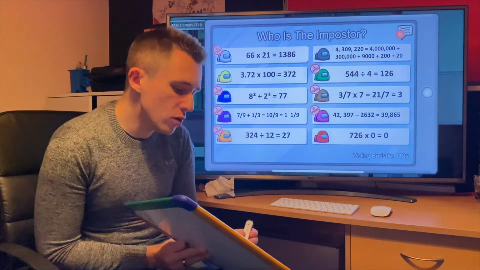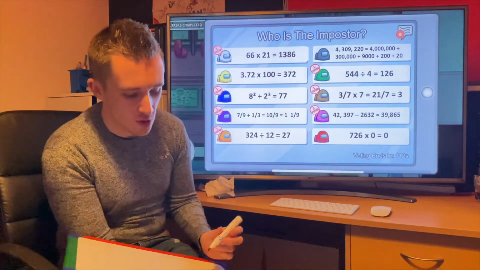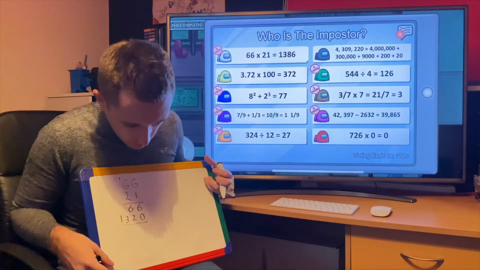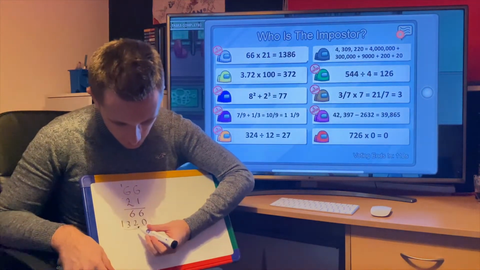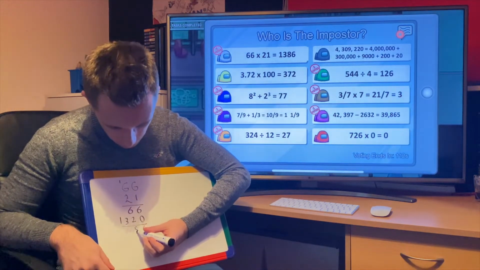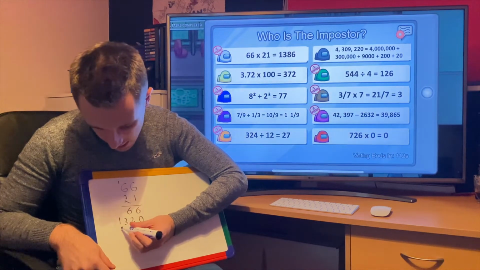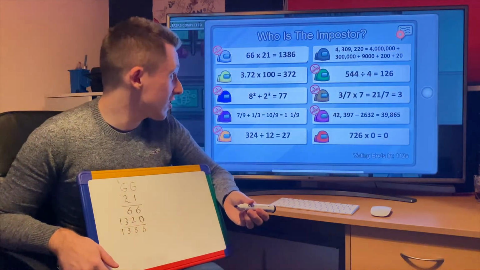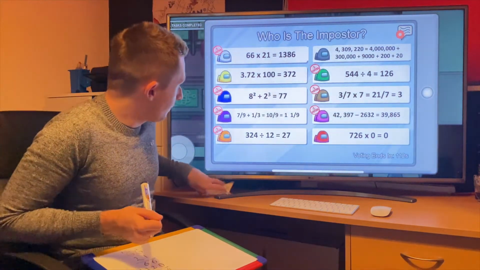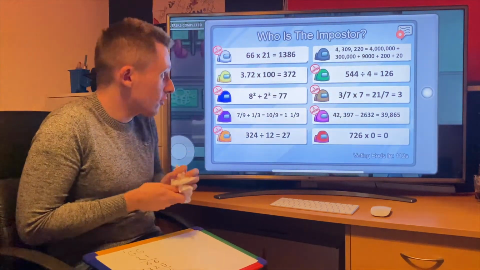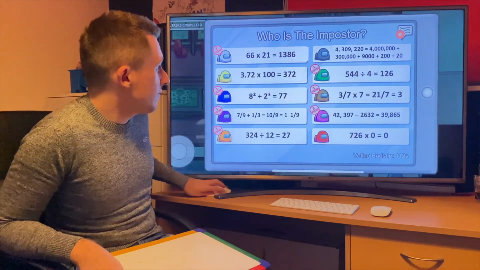We've got 2 answers, so we now need to add them together, which I'm going to do here for you. Starting at this side, 6 add 0 is 6, 6 add 2 is 8, 3 add nothing is 3, 1. 1386. We know that grey is correct. Moving on down, the next one, I can tell you that is correct. 3.72 times 100 is 372.